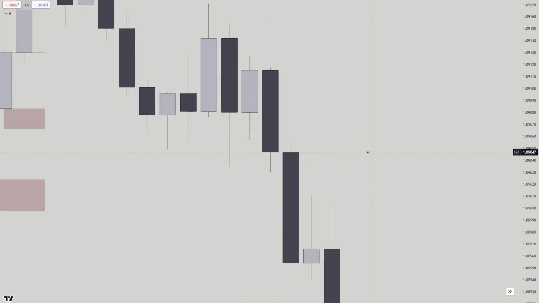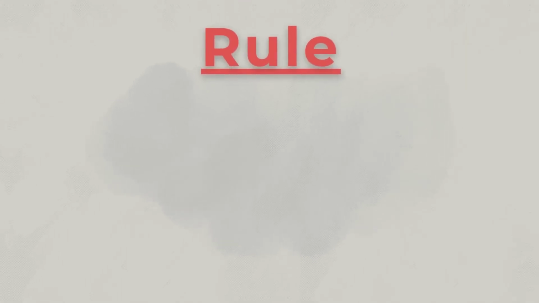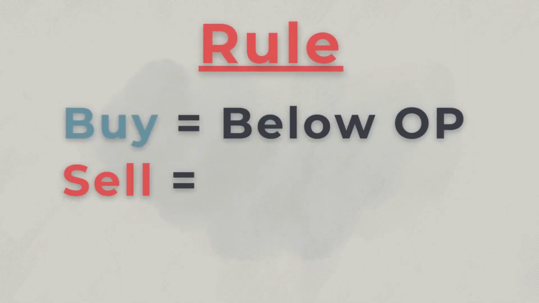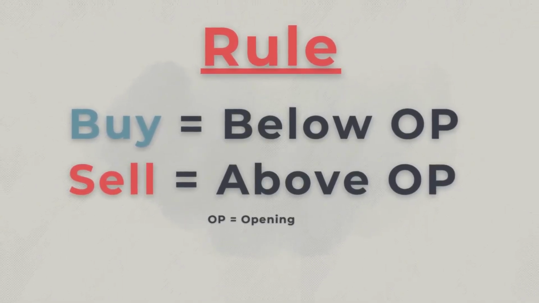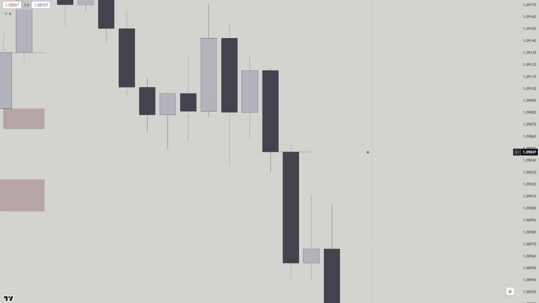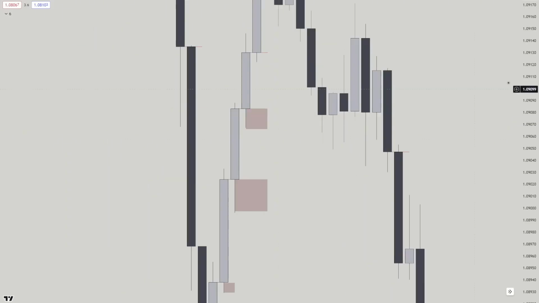So let's just have this rule very clear on the theory. In order to buy, we need to buy below the opening price of the next candle. If you want to sell, then it's going to be above the opening price of the next candle. And know that the closing price of the first candle is the opening of the next candle. They're equal to each other. So that's the buy and sell.